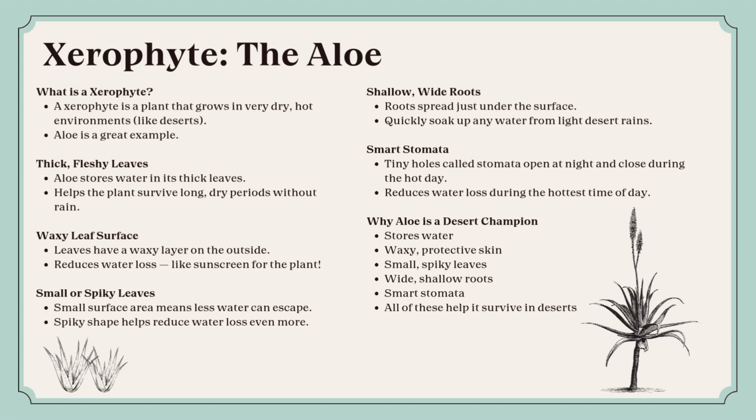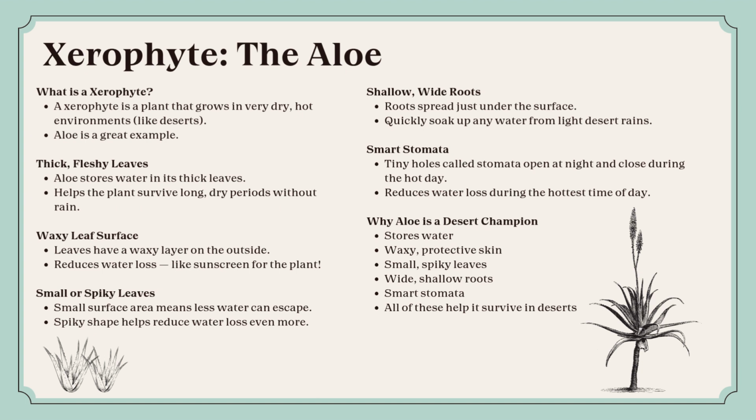So let's quickly look at adaptation for plants. A plant that is known to survive heat is the aloe, also known as a xerophyte. Think "xero" means zero, nothing, so almost no water is needed here. Xerophytes are plants that are specially adapted to live in dry, hot areas like the desert.